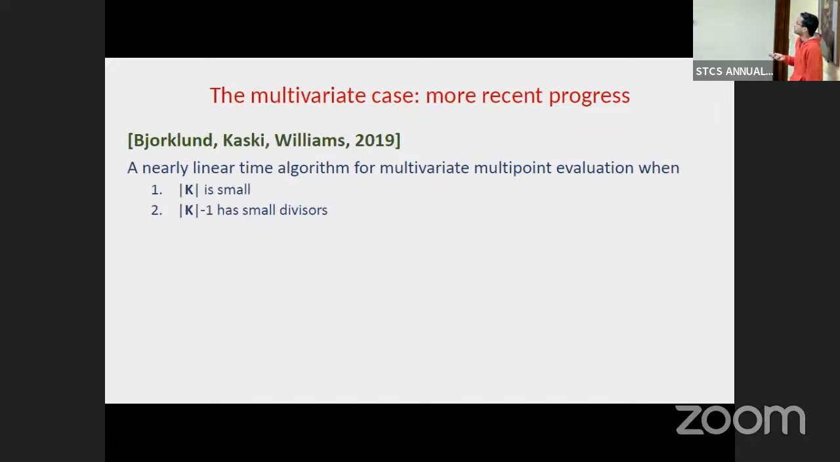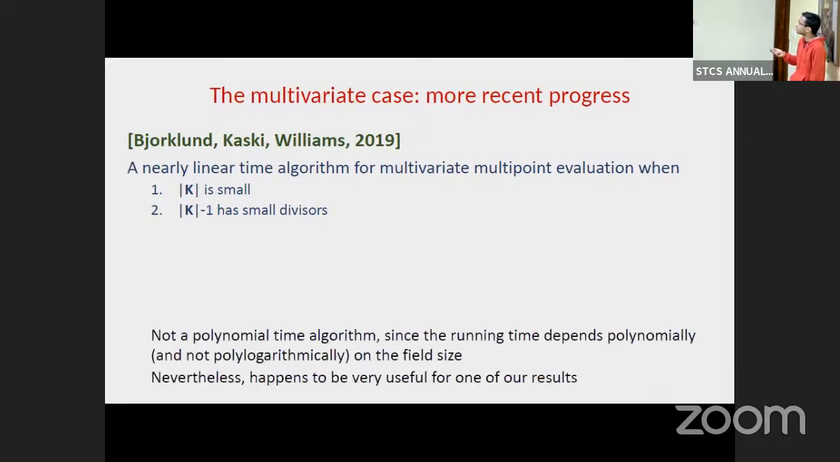So there was another paper from a few years ago. They gave a nearly linear time algorithm for this problem under some conditions on the field. They needed the field size q to be such that q minus 1 has small divisors, for some technical reasons. So this condition doesn't look very natural. And this algorithm, strictly speaking, is not a polynomial time algorithm, since the running time is polynomial in the field size as opposed to poly log. But I mentioned it here because we end up using it later. We were unaware of it.